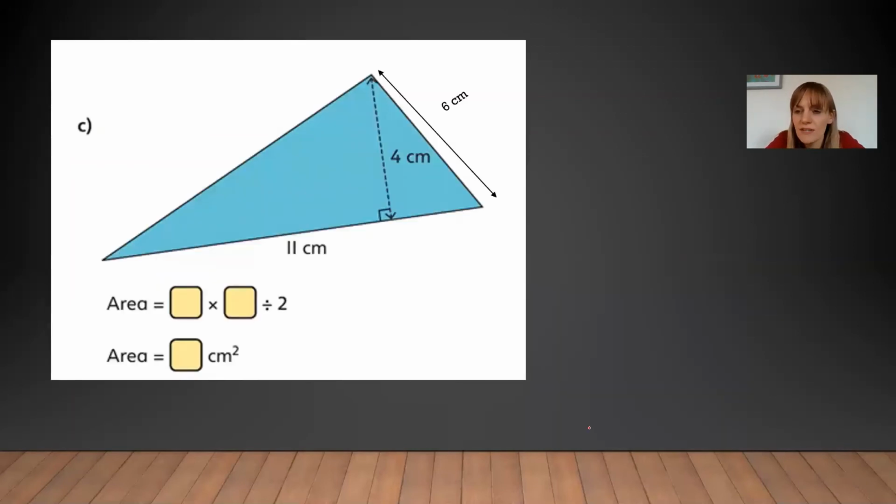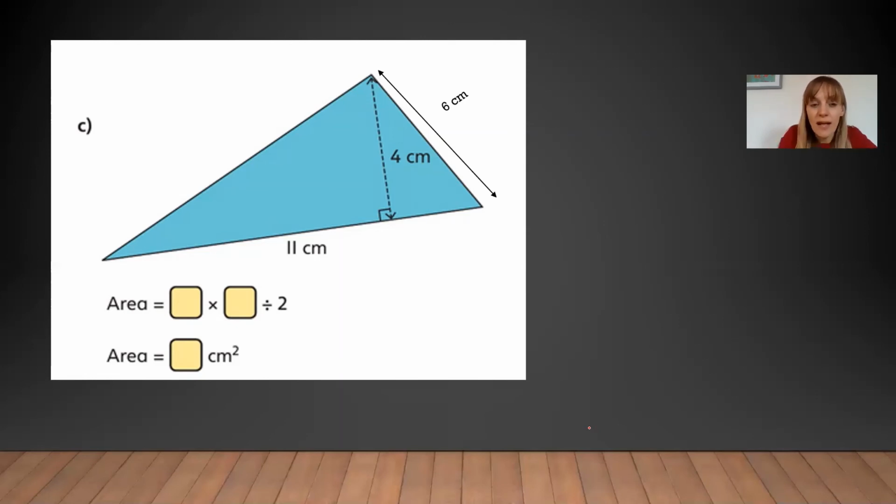Now, I want you to pause the video and have a go at this one. And I want you to think really carefully which is the base and which is the height. Look out for which line is meeting the base at a right angle, which is a perpendicular line. That's going to give it away. Pause the video, have a go, come back to see if your answer is correct.